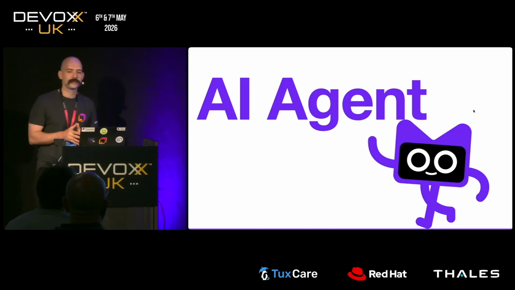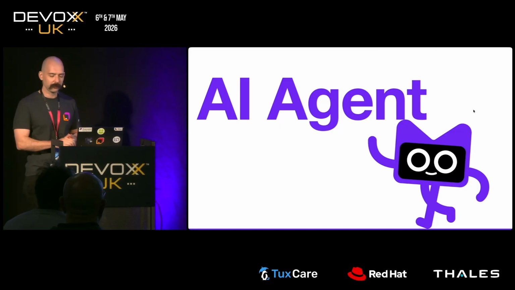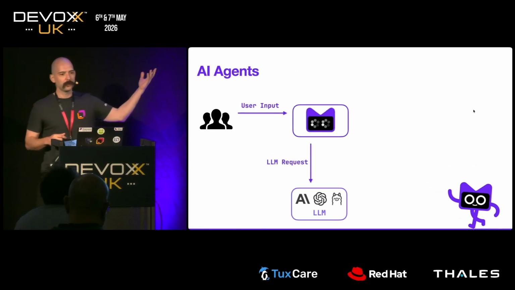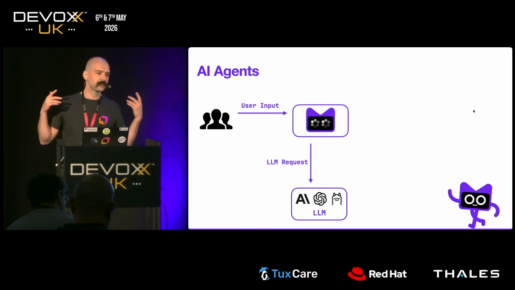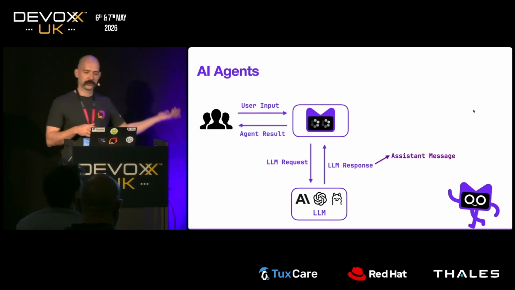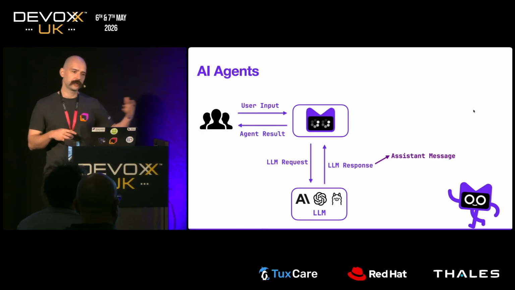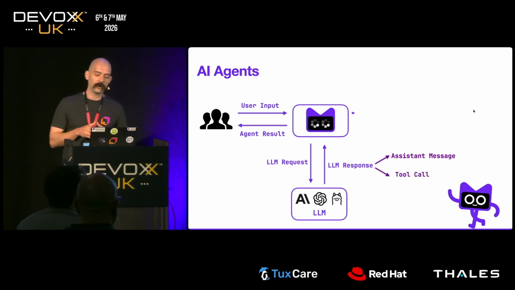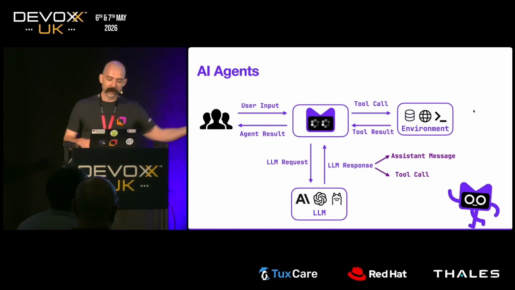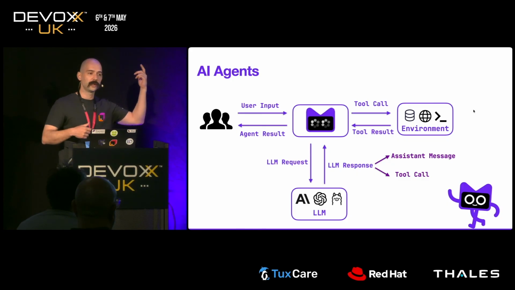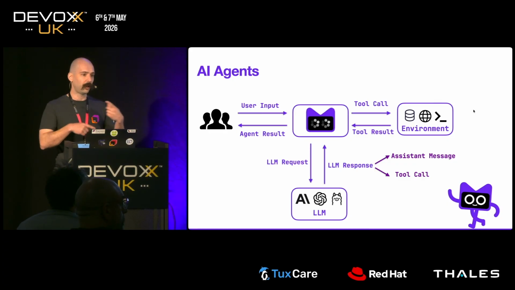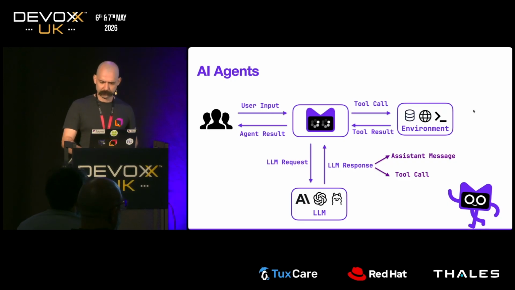So AI agents, I'm sure you've all heard a lot about them already, but let's very quickly review what they're all about. So at some point, we give some input to an agent, and the agent is, in the first case, just going to send that input or that request to the LLM. And the LLM is going to respond with either an assistant message, which will be the message that returns to the user, or a tool call. And when the agent or the LLM needs to execute a tool call, it does so in the environment, and it sends back the tool results to the agent, which might return it to the LLM and continue this loop of calling these tools in a loop.